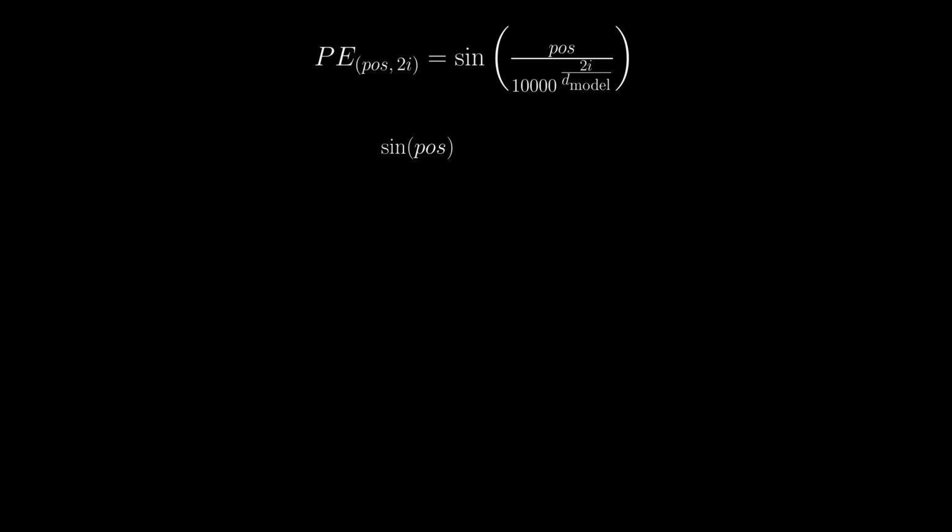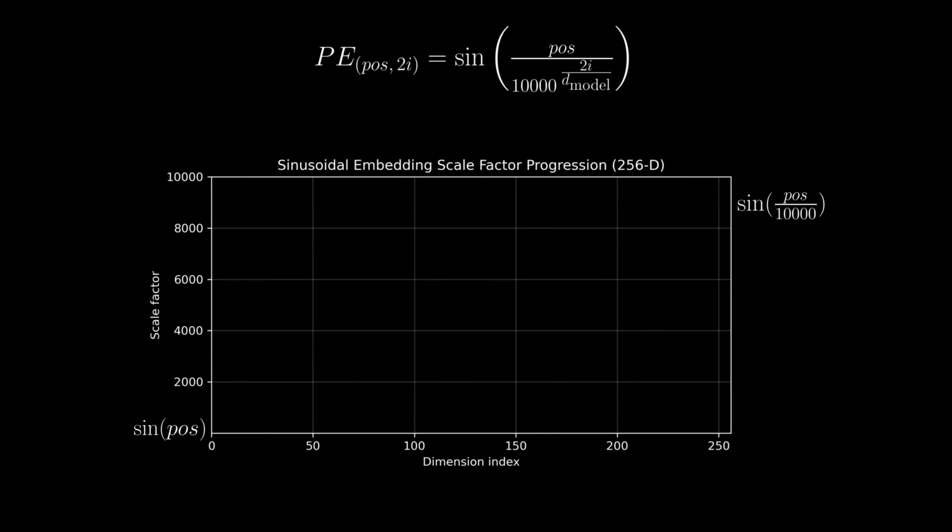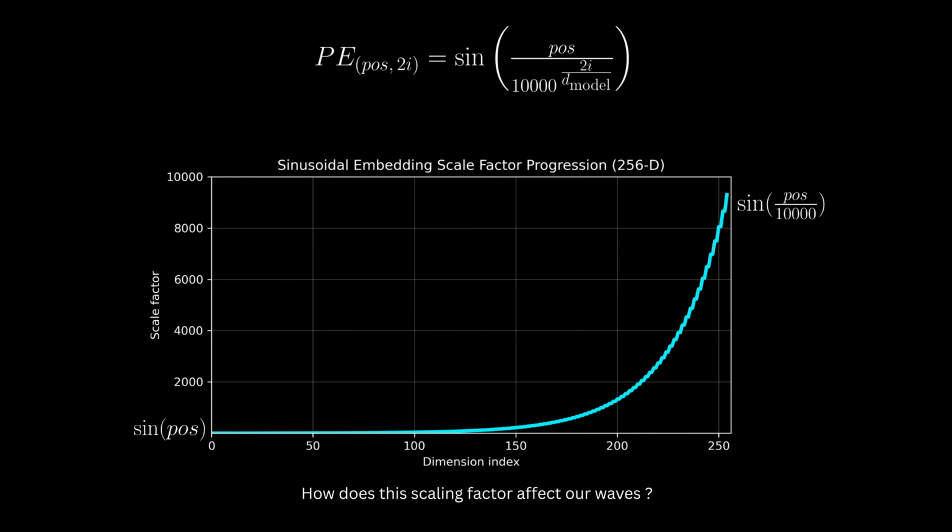And we can think of it as 10k for simplicity. So the final dimension looks like sine of position divided by 10,000. This means the argument of the sine function is scaled by factors that grow exponentially, from 1 in the first dimension to roughly 10,000 in the last. But how do these scaling factors affect our waves?